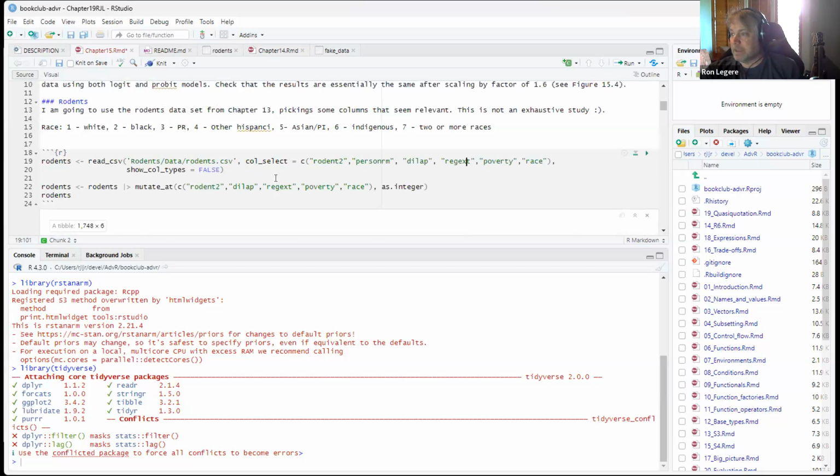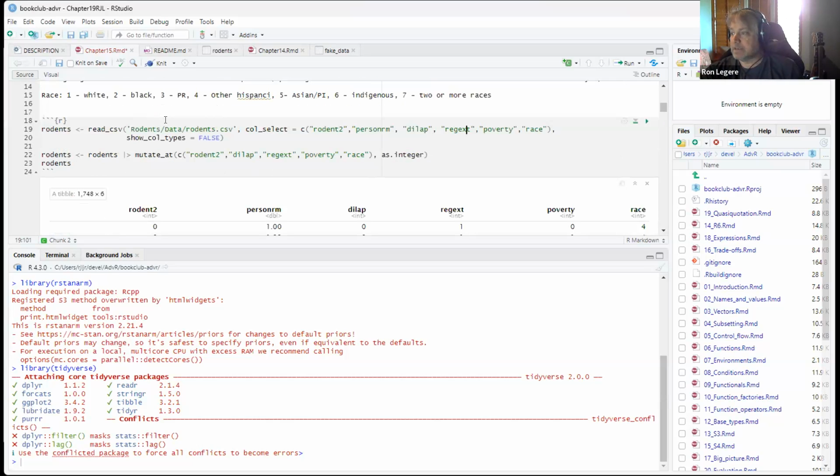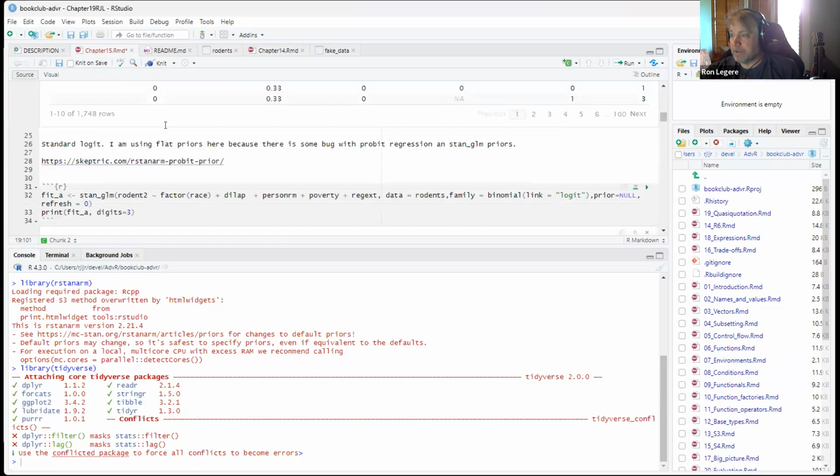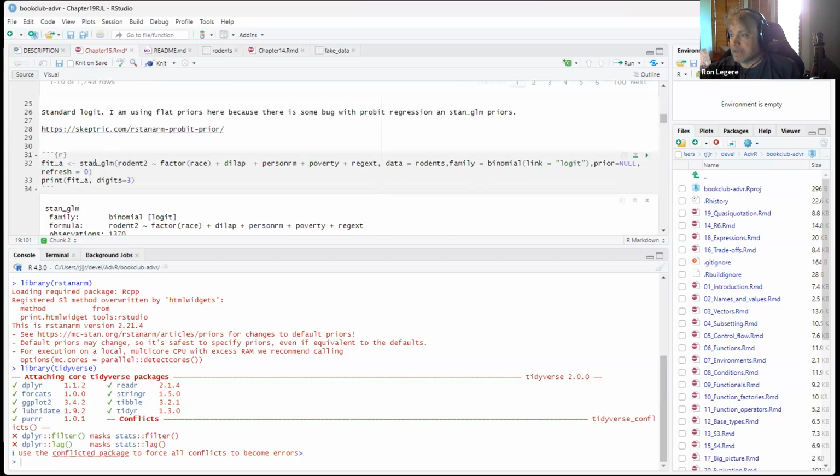So in the actual problem from chapter 14, they first wanted you to focus on the race, but I just pulled all that stuff in, and I did the standard logic first. I just used everything. I wrote it out this way because I needed to make sure the race got factored properly, but yeah, there's probably a better way to do this.